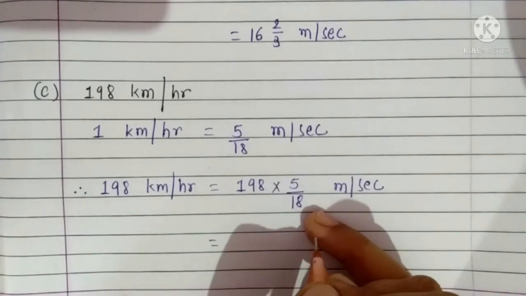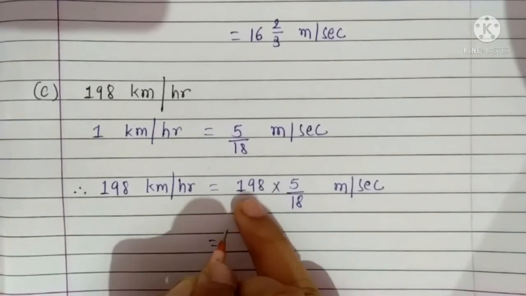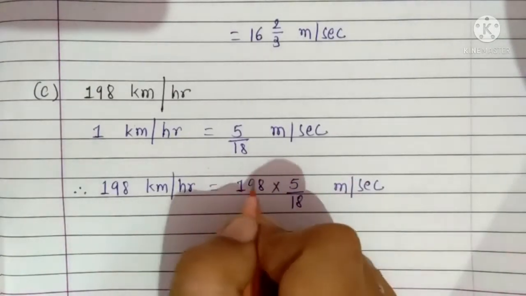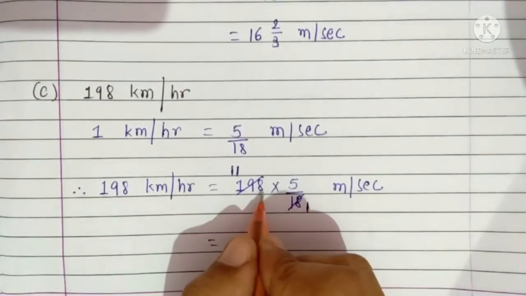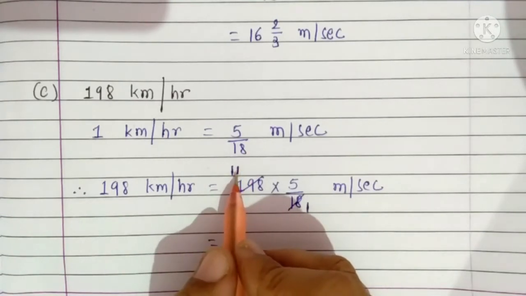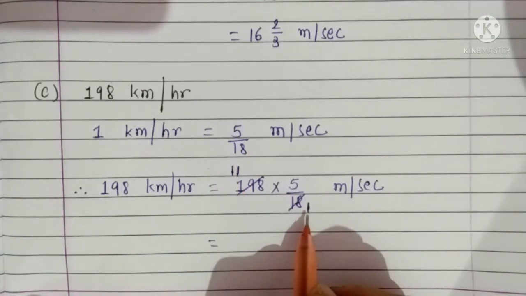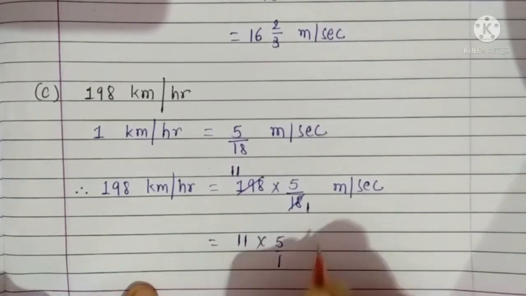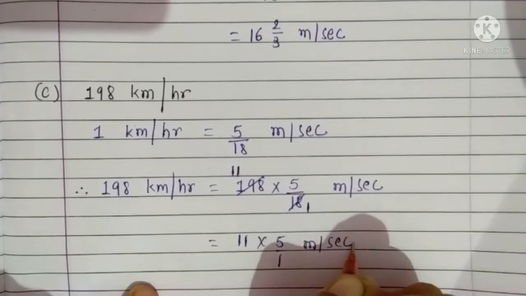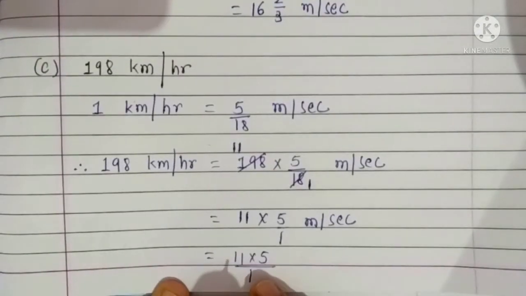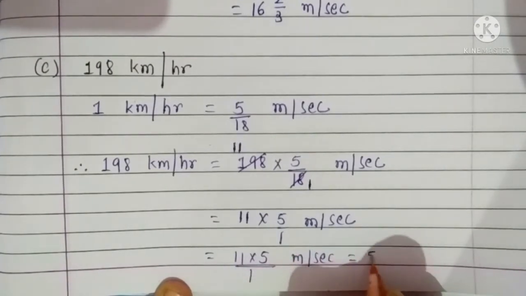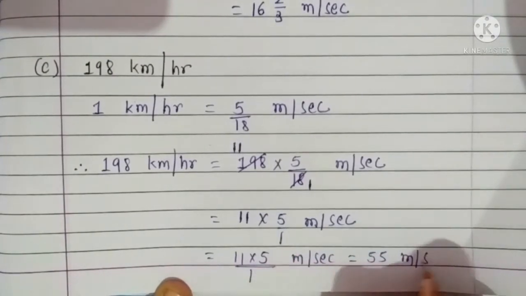तो हम यहाँ पे ऑब्जर्व कर सकते हैं कि 18 1 सा 18 एंड 18 11 सा 198, मीन्स दोनों को हम 18 से डिवाइड करेंगे। सो 198 को 18 से डिवाइड करने से हमें क्वेश्चन मिलता है 11 एंड 18 को 18 से डिवाइड करने से क्वेश्चन मिलेगा 1। सो वी गेट 11 मल्टीप्लाई बाई 5 अपॉन 1 मीटर पर सेकेंड, and this is equal to 11 multiplied by 5 upon 1 meter per second. So 55 meter per second.